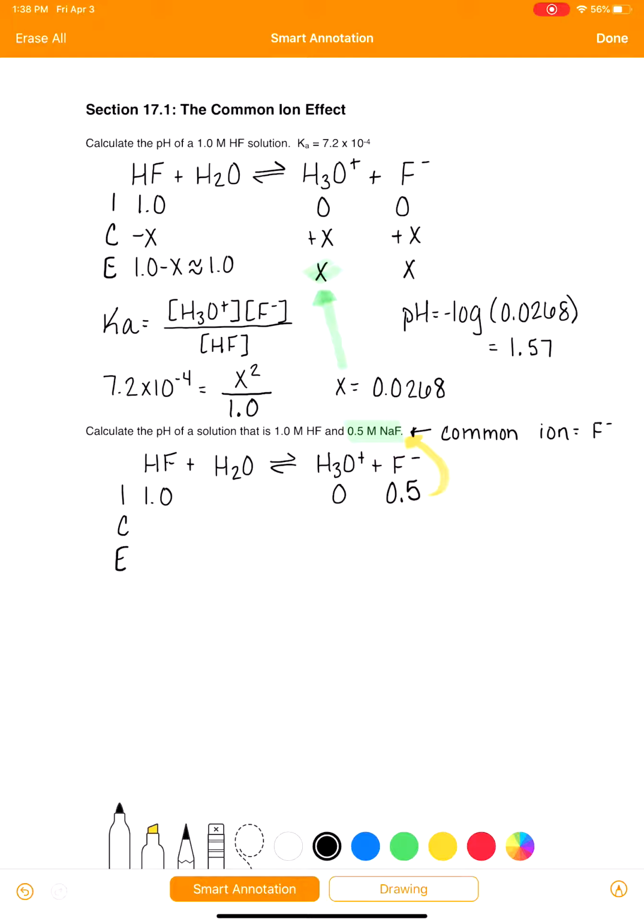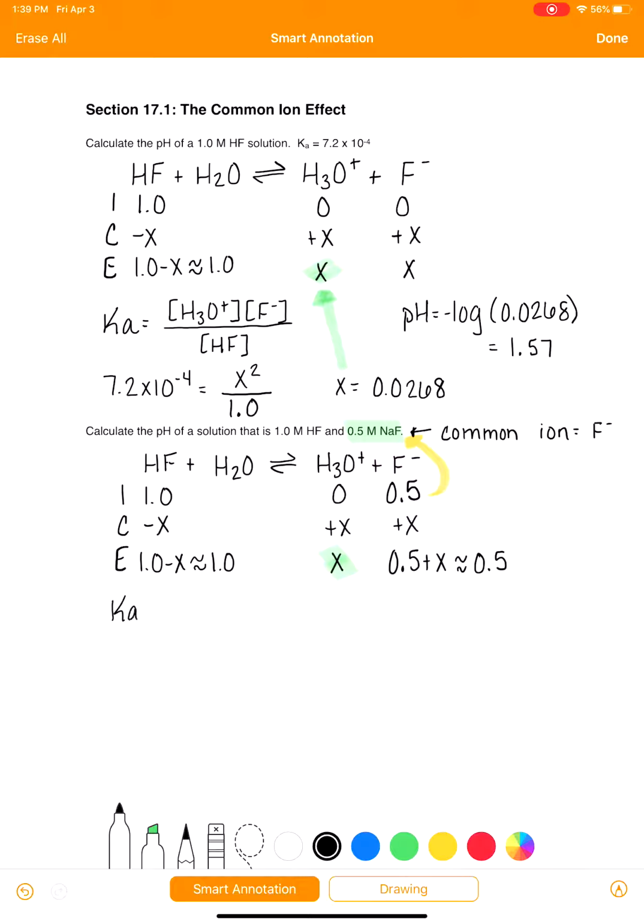The change in this reaction is still going to be minus X, plus X, plus X. At equilibrium, it's still going to be 1 minus X. We assume X is very small, so it's 1. H3O plus is X. And fluoride F minus is 0.5 plus X. But again, we assume X is very small, so it's just 0.5. To calculate the pH of the solution, again, we just need to solve for X because pH is going to be the negative log of H3O plus, which is represented by X.